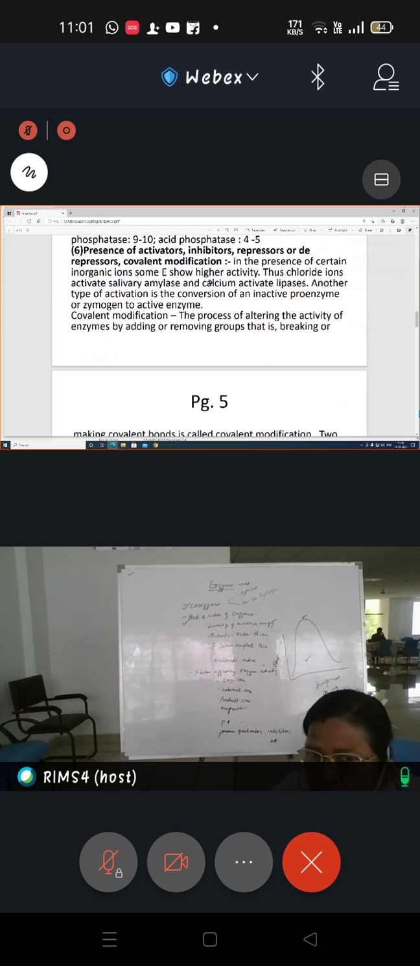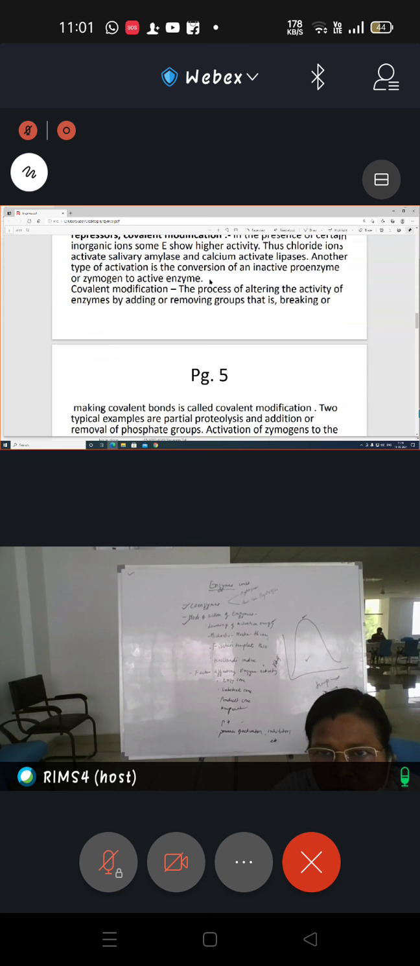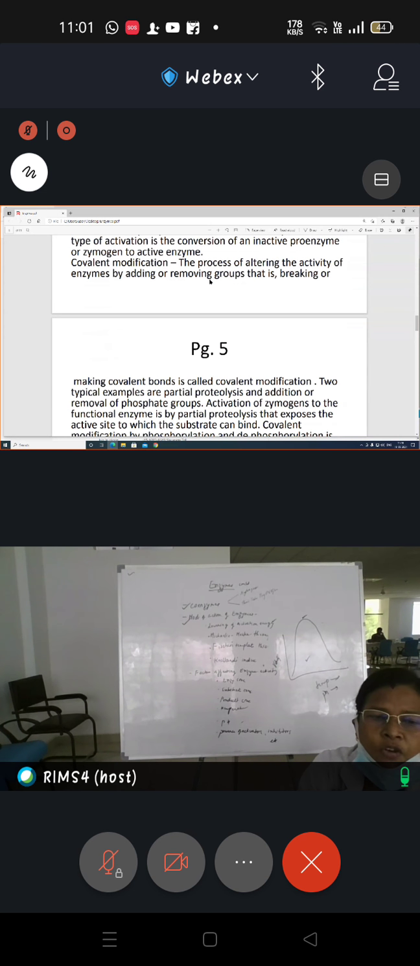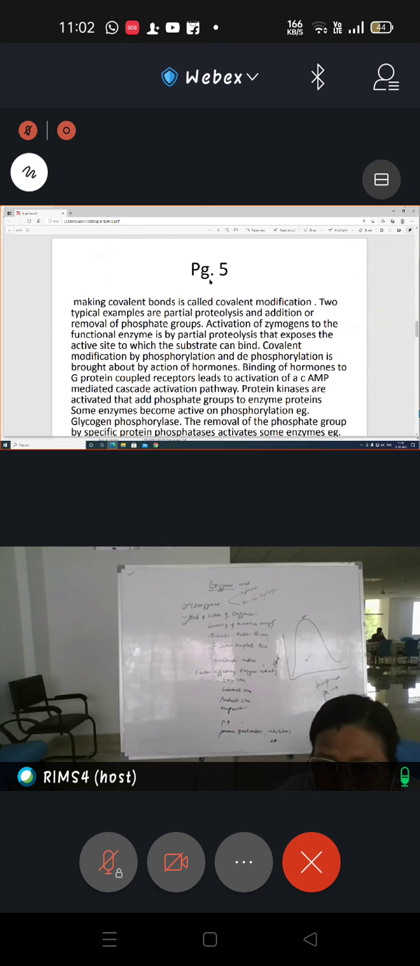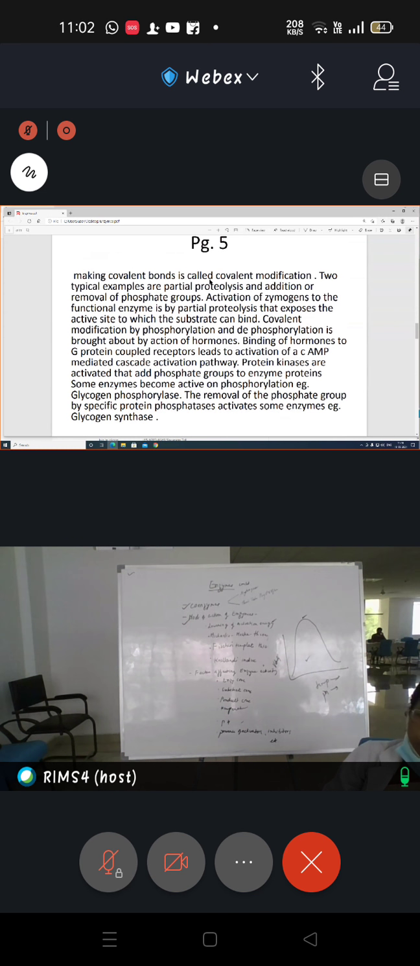And there is something called covalent modification. The process of altering the activity of enzymes by adding or removing groups, that is, by making or breaking covalent bonds, is called covalent modification. One example is phosphorylation and dephosphorylation. Some enzymes are active in the phosphorylated form, and some enzymes are inactive in the dephosphorylated form. There are many examples of this, and we will come to it.